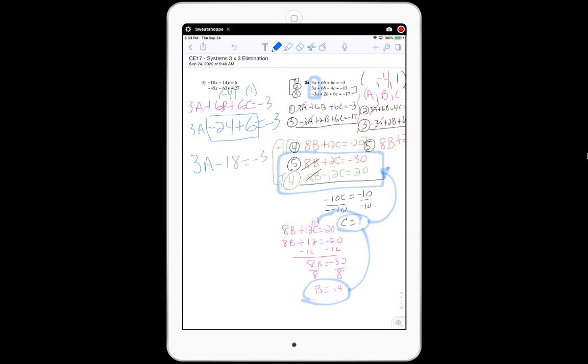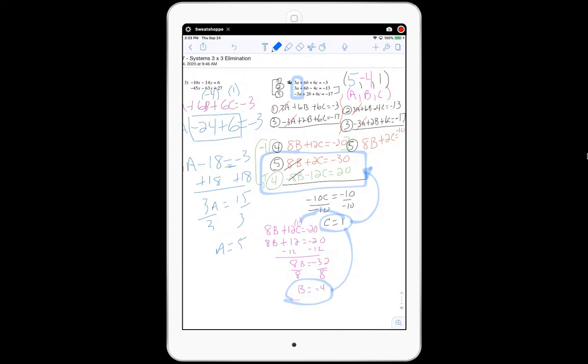Now I want to do inverse operation. Add 18 to both sides. And I got 3a is equal to 15. Divide by 3. a equals 5. So I go back to my problem over here, and I'm going to write a 5 in for a. So really, the only answer I want, oddly enough, is just this triple.